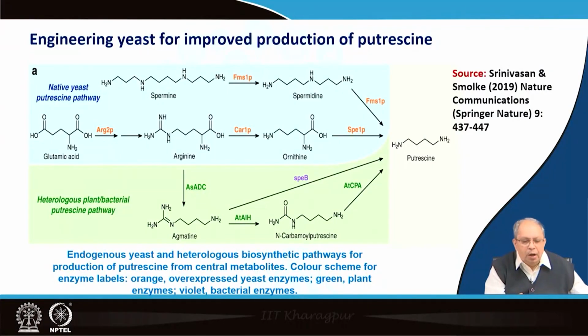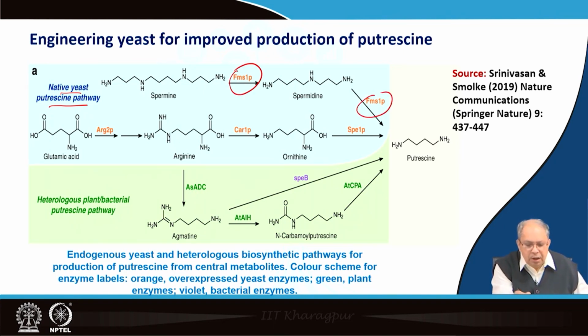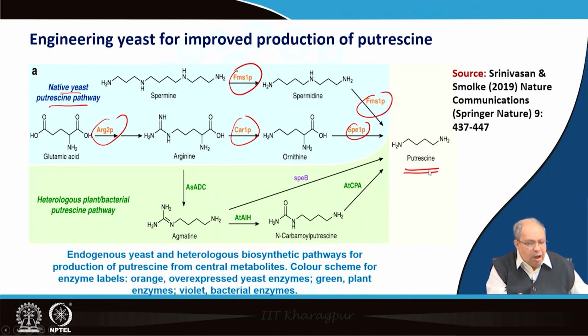Now, if we think of engineering yeast for improved production of putrescine, what we need to know first of all is what the native putrescine pathway operating in the plants is, and what operates in the yeast. The yeast pathway is a bit different from that of the plants, and there are so many genes ultimately involved in the production of putrescine.